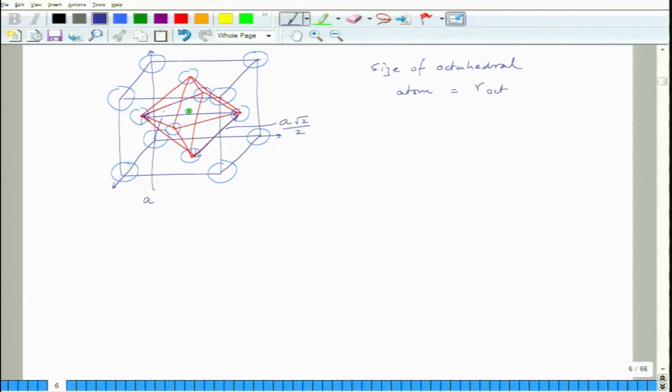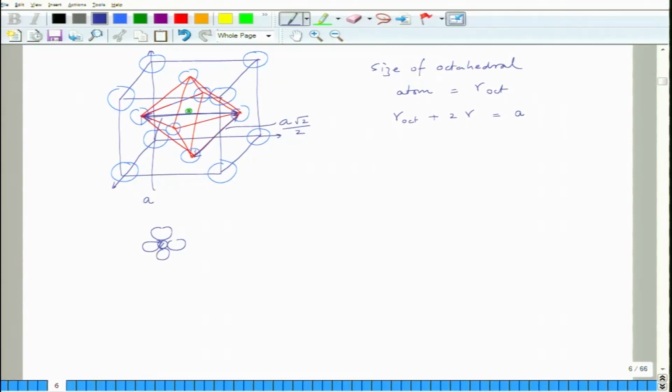Since these atoms are not touching each other, you will have a situation like this. You will have an atom sitting here, a smaller atom here, you will have an atom here. Okay. So you can say that R oct plus 2R, let us say just R, is equal to A. And what is the relation with respect to R and A?